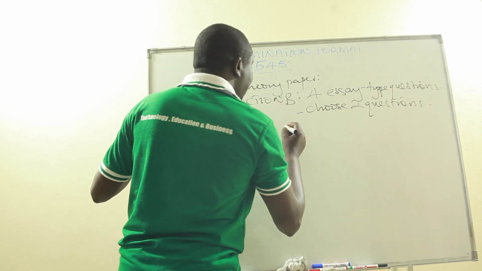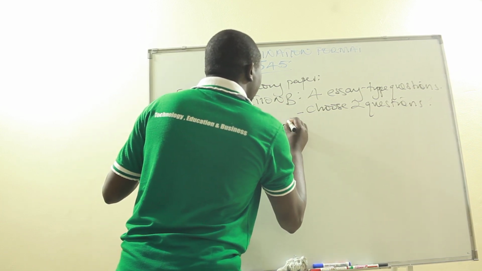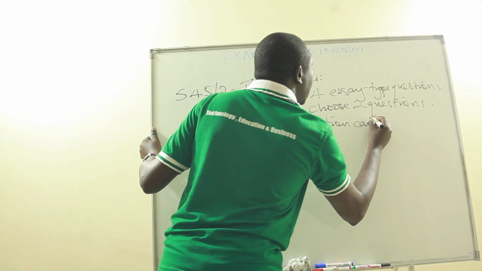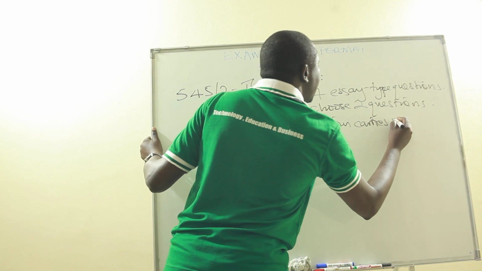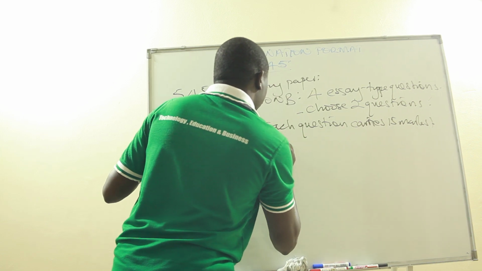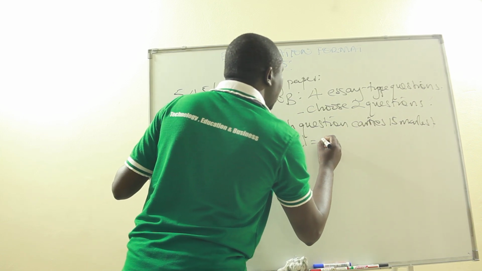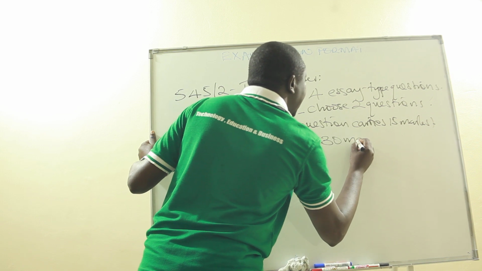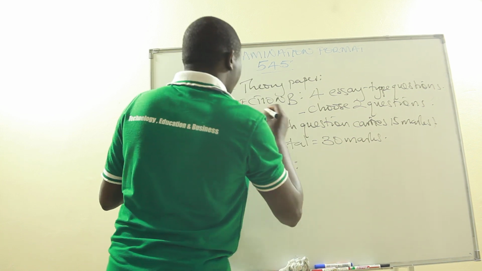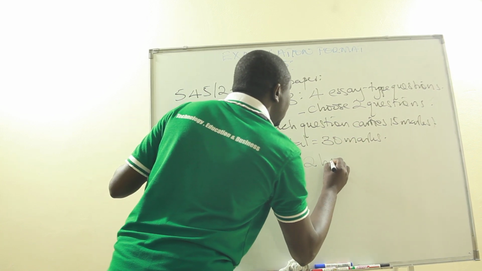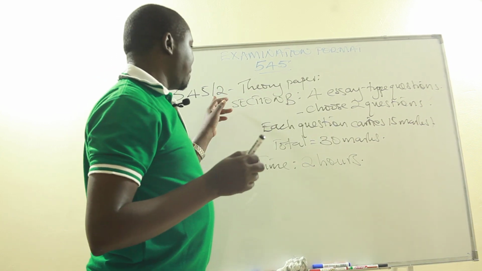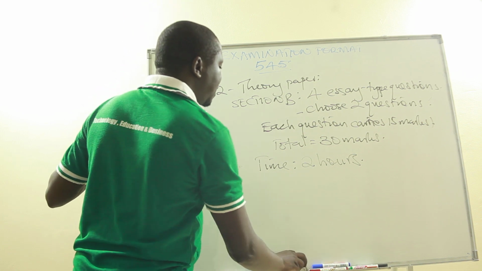So, in this case, each question carries 15 marks, and that is a total. For the 2 questions, you will get a total of 30 marks. Now, the time duration for this paper here is 2 hours. You'll sit for 2 hours for this paper here. That is paper 2. It is a theory paper.